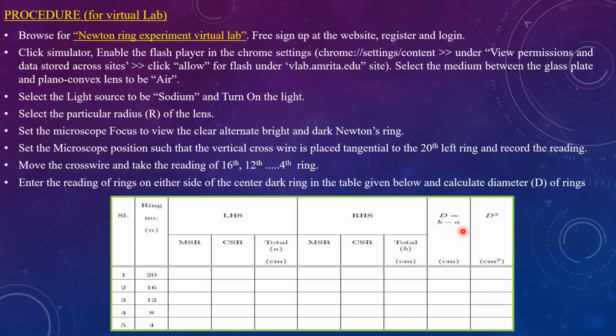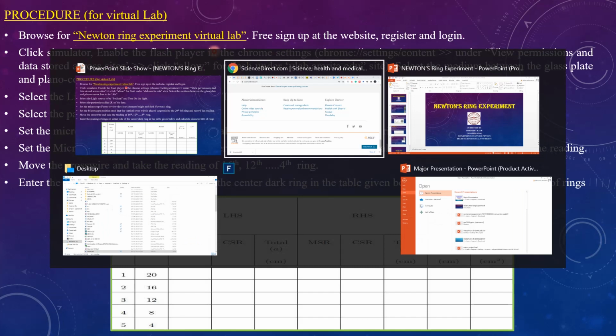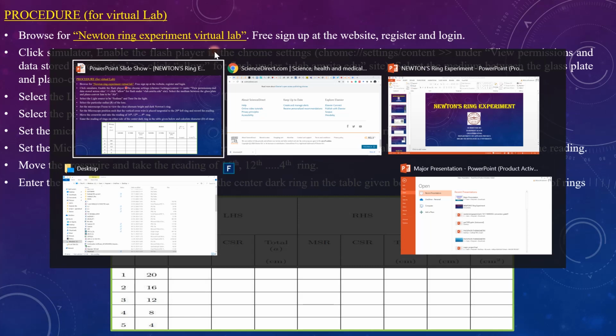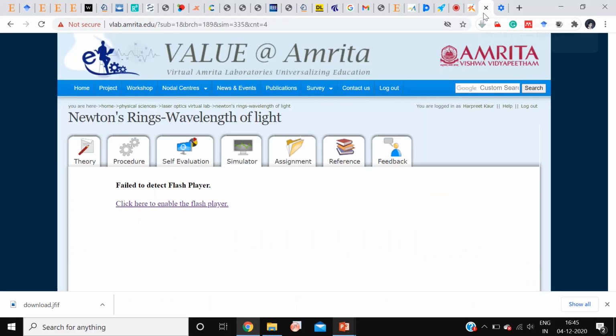Here is the procedure for performing this experiment on a virtual platform. For performing this experiment on the virtual platform, we just have to type Newton's ring experiment virtual lab on Google, and it will direct us to a website providing a virtual platform for this experiment by amrita.edu. We can simply log in to this website if we already have the login ID. But if you don't have the login ID, we just simply sign up for free, register the details and get the login ID and password.